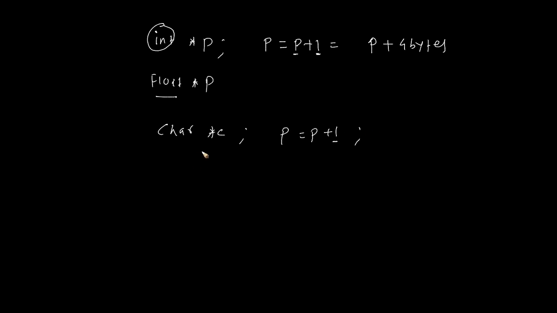And if p is double type, if you increment p, p will be incremented by 8 bytes, right? So it's a very important concept. I hope you will understand this from this video. If not, please see the video again, right?